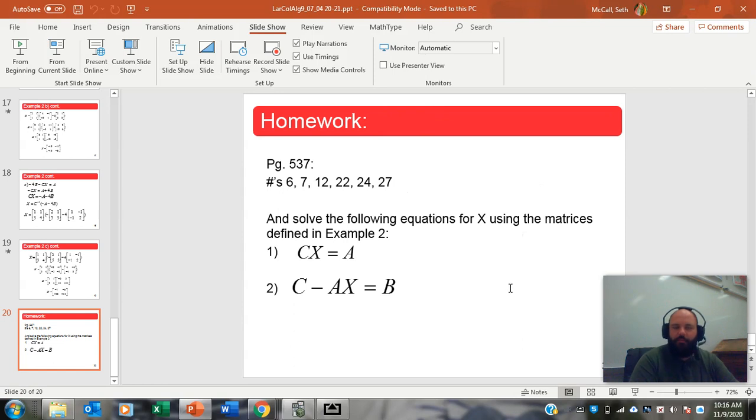So there you go. So hopefully that made sense. I would like you to complete page 537, 6, 7, 12, 22, 24, and 27, as well as solve these two equations. You need to solve this equation for x and solve this equation for x. These are matrix equations, and the matrices A and B and C are the ones that we just used, so you won't need to put new ones in your calculator. You can just use the ones that I just finished showing you in example 2.